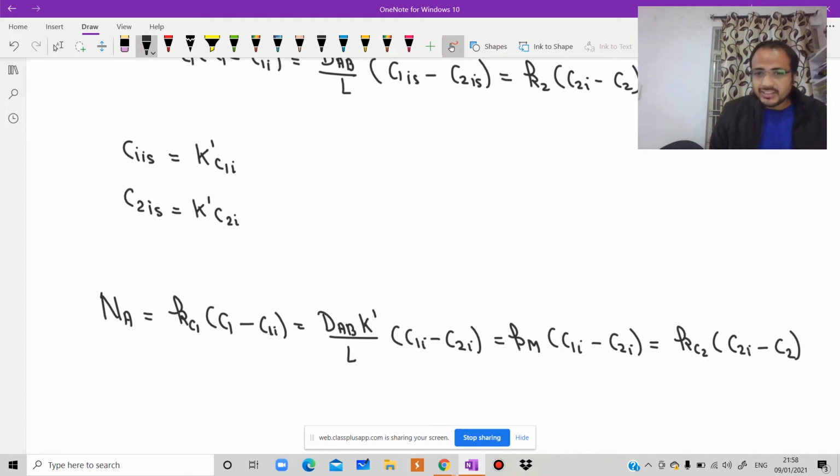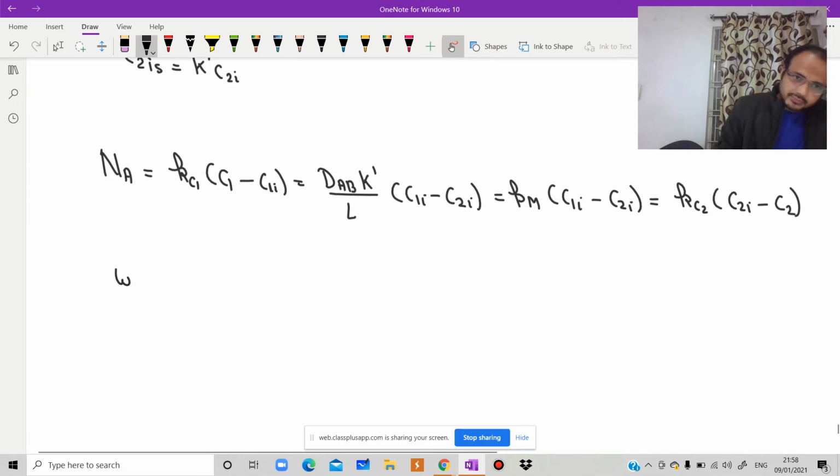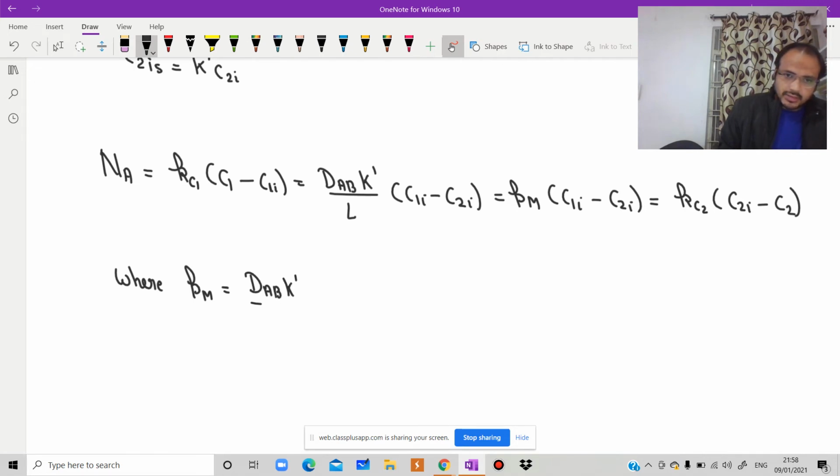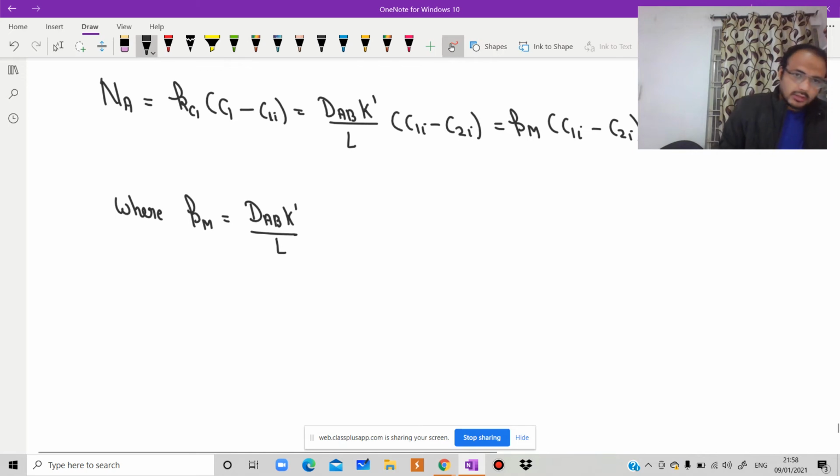Now some students are thinking, sir, what is this? My dear, this is just representation of DAB K prime by L is equal to PM. Write down, where PM is equal to DAB K prime by L, where PM is the permeance in the solid.